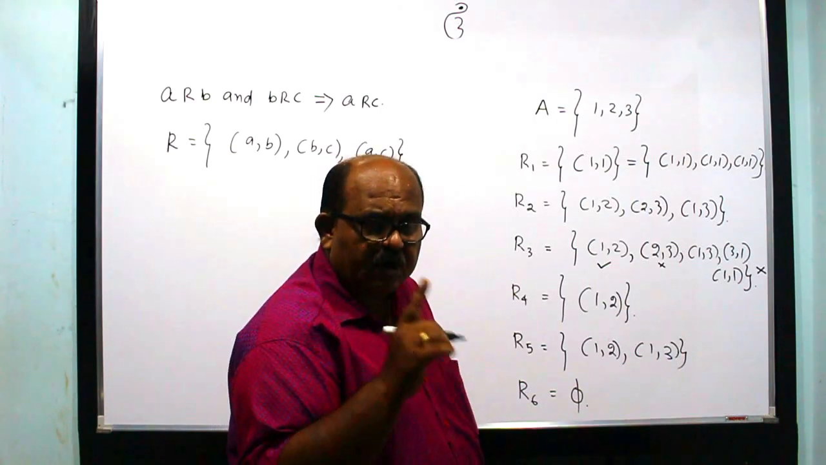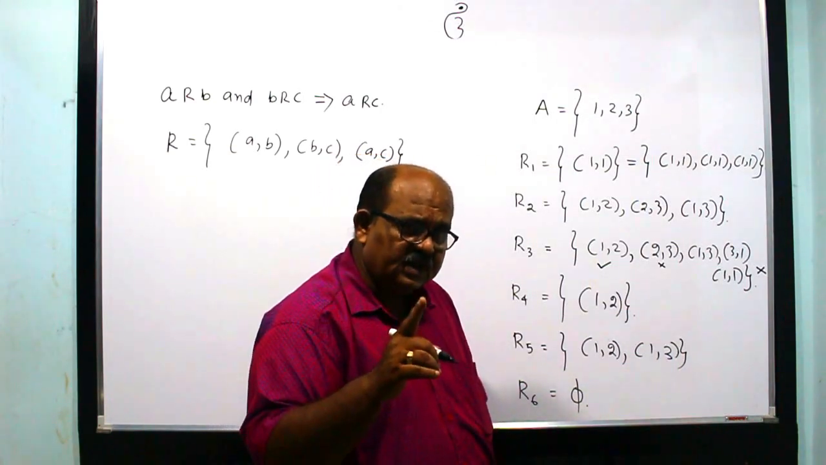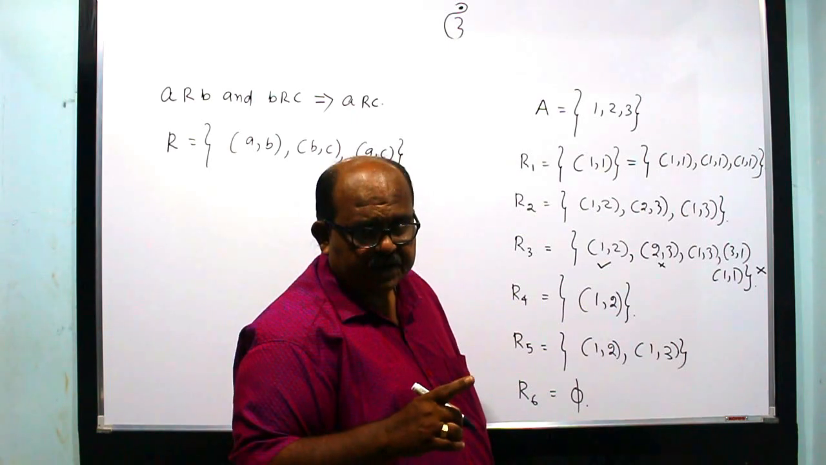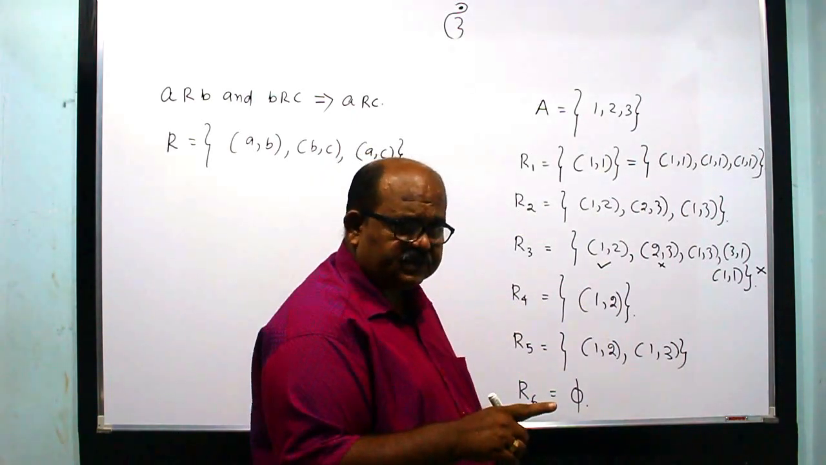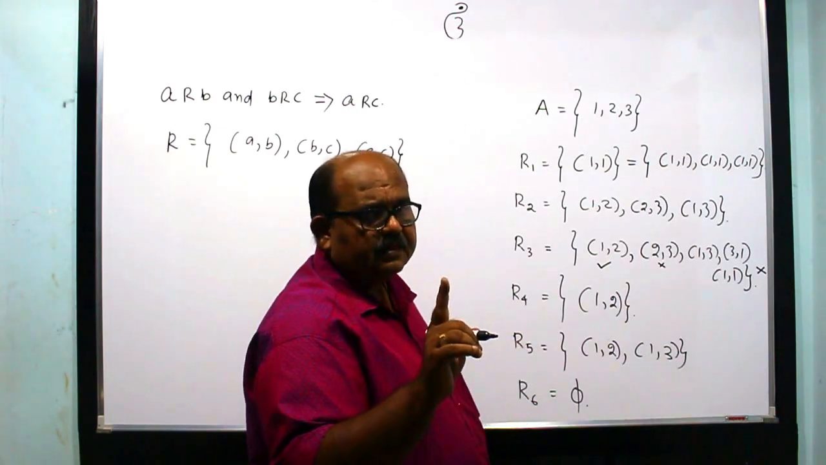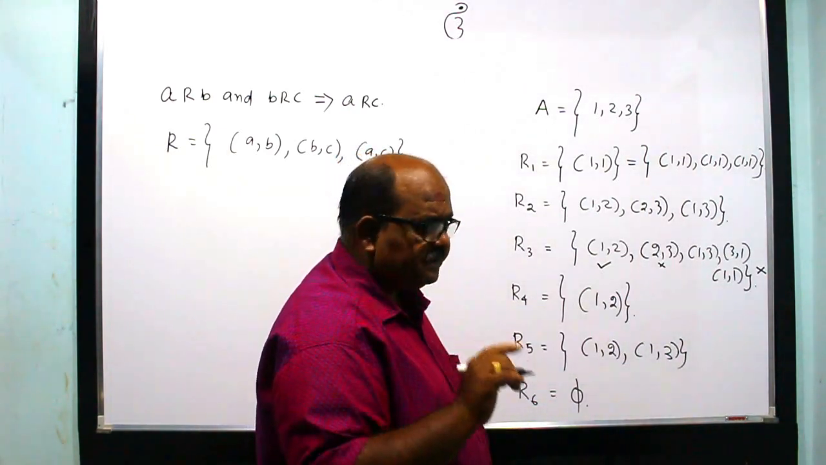Okay, if every ordered pair passes the transitive test, then the relation is transitive. If one ordered pair fails the transitive test even once, then the relation is not transitive.